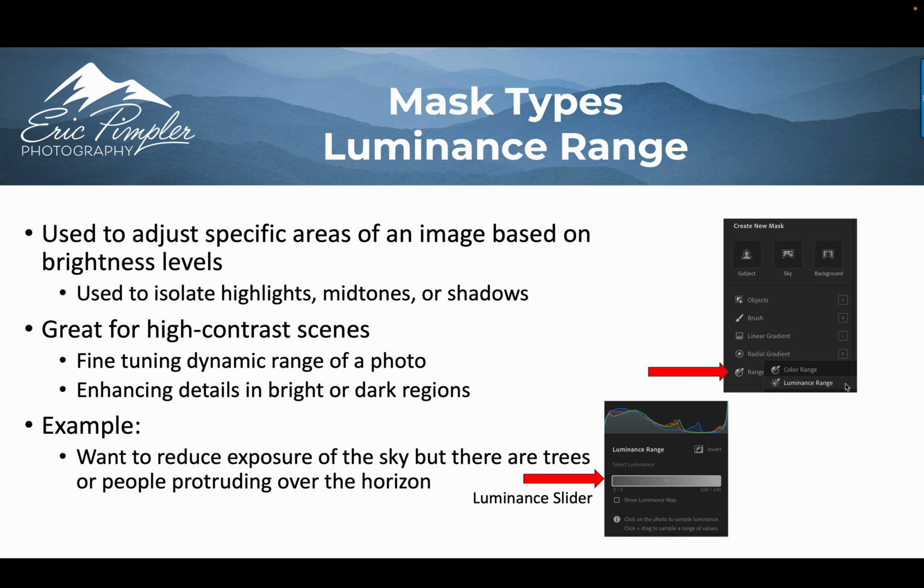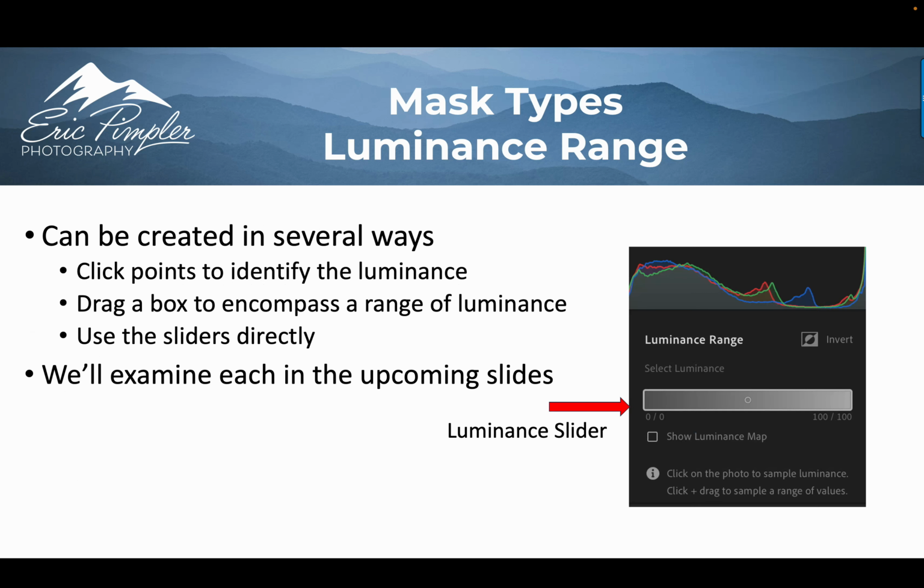For example, you might want to reduce the exposure of the sky, but sometimes you have trees or people protruding over the horizon, and those at times are included in the mask that gets created. And so you can use a luminance slider to effectively highlight just the areas of the sky based on a luminance value or luminance range, and exclude something that might be poking above the horizon. And there are many other ways that you can use luminance ranges as well.